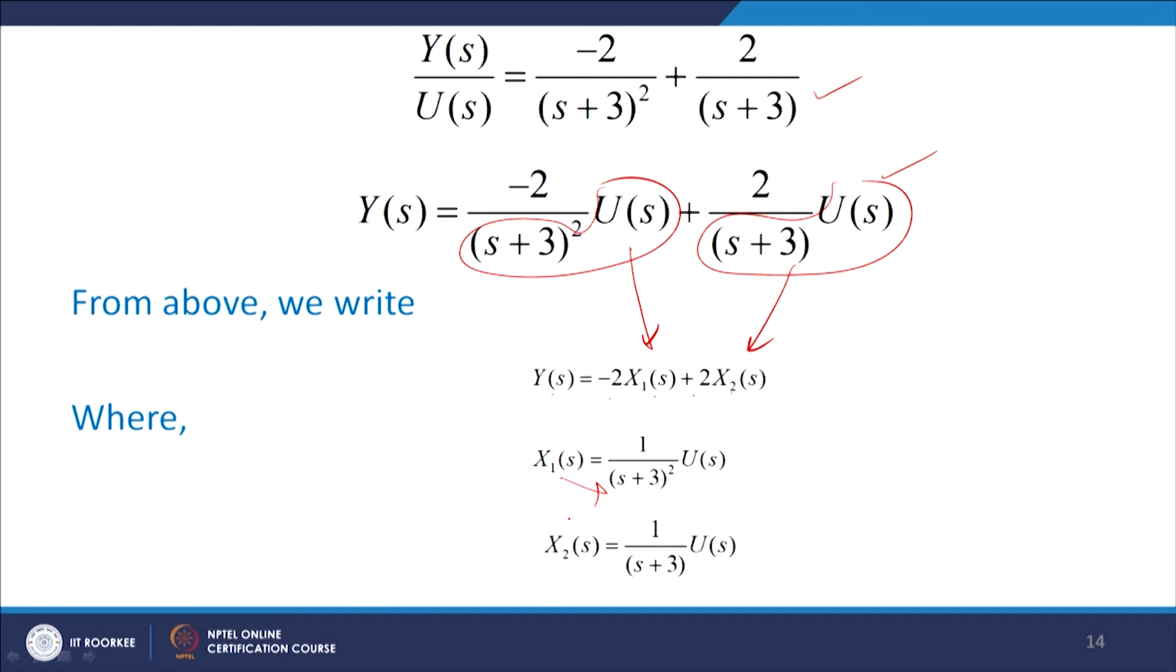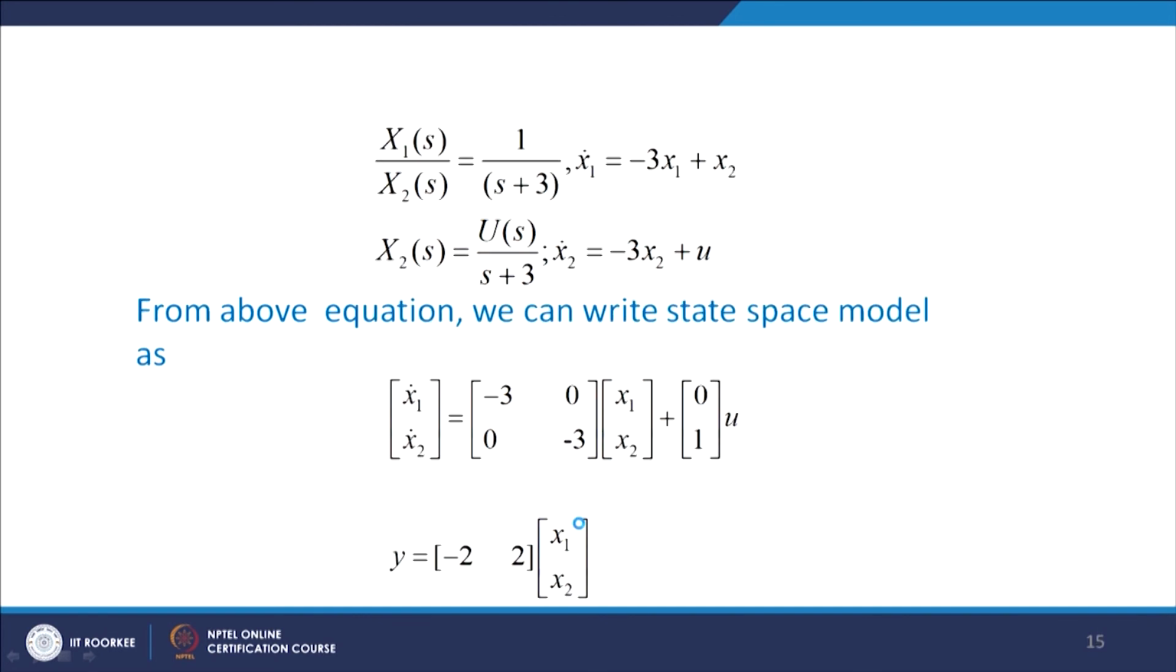So what we are doing here is dividing x1 of s and x2 of s. When we divide x1 of s by x2 of s, we get 1 upon (s plus 3). Now cross multiply it. After cross multiplication, we get x1 dot equal to minus 3 x1 plus x2. And x2 of s equals U of s over (s plus 3); again after cross multiplication, we get x2 dot equals minus 3 x2 plus u. So two state equations we have got.